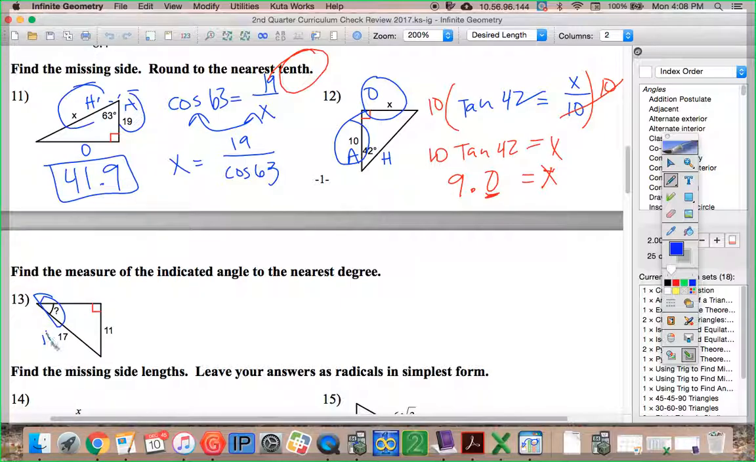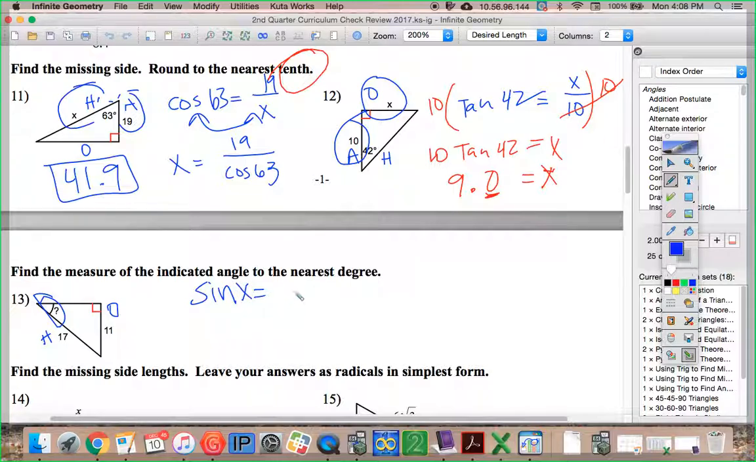We have the hypotenuse and the opposite side, so that's sine. Notice there's one of each: cosine, tangent, sine. I wonder if it'll be like that on the test. I don't know if it is, I'm just saying that.